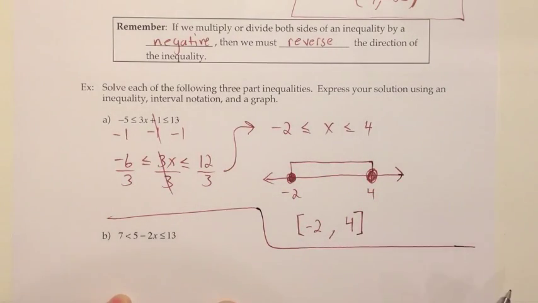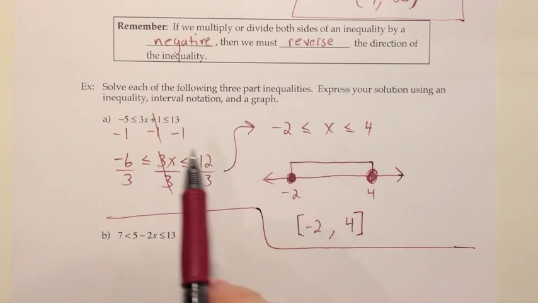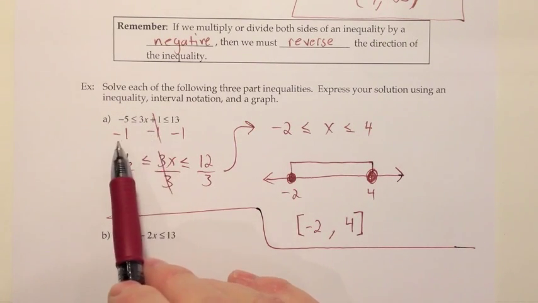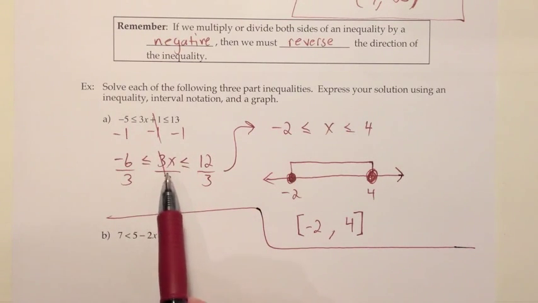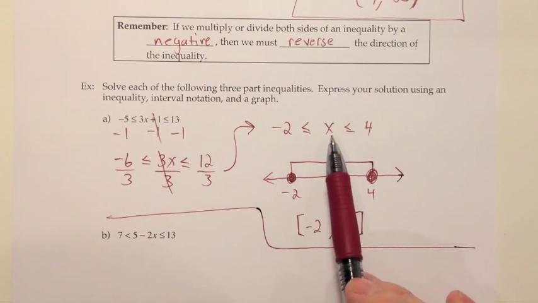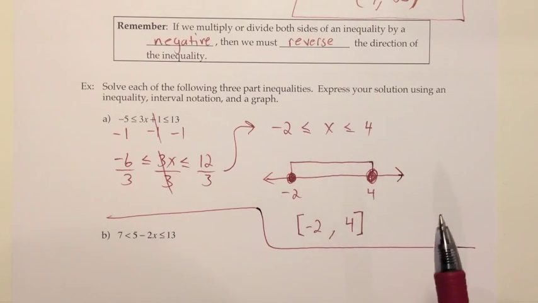So that's how you would solve a 3-part inequality. Your goal is to get the x by itself in the middle. You think about it the same way. If you want to get rid of a plus 1, subtract 1, but do it from all 3 parts. You want to get rid of that 3 times in front of the x, divide by 3, but do that on all 3 parts. And then typically when you go to graph one of these, since the x is in between those values, your graph will be drawn in between those values.